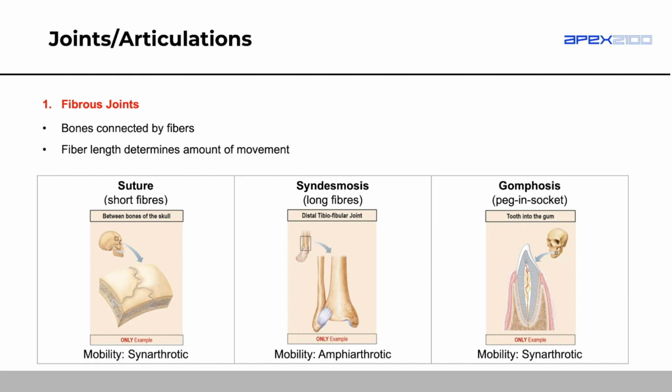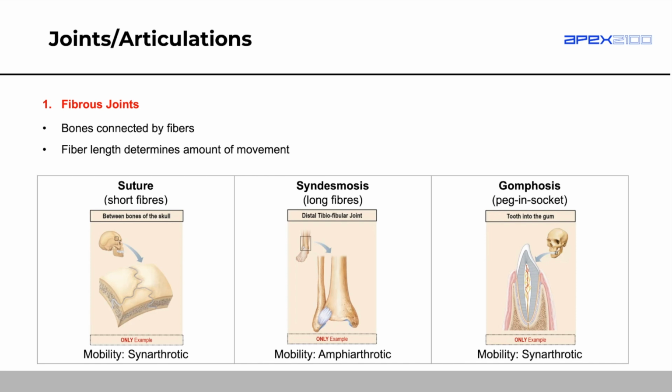Our second type of fibrous joint is a syndesmosis joint, and this is 2 bones joined together by long fibers. There's only 1 example right at the lower leg. It's the distal tibiofibular joint. So right at the bottom of the leg where the tibia meets the fibula, we have this syndesmosis joint, and you can see there's long fibers connecting the tibia and the fibula there, and the mobility is amphiarthrotic. So it's got a little bit of give.